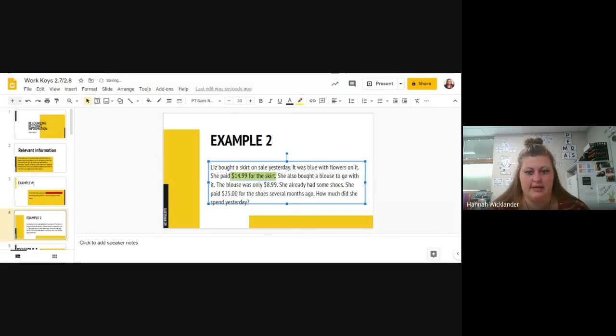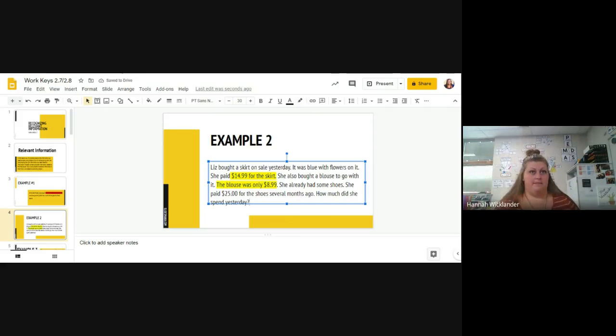And then find the cost of the blouse and highlight that, because those are the two pieces of information I will need to solve the story problem. If I were to solve it, we're not solving, we're just finding the important information. So the shoes, the shoes is just garbage. We don't care about that.